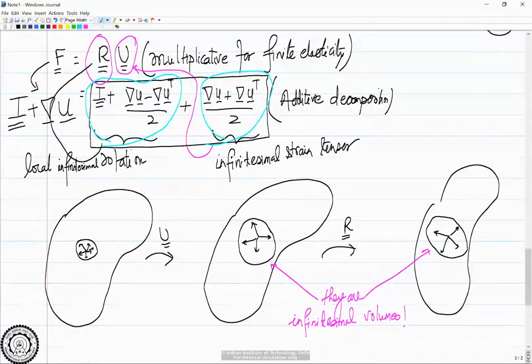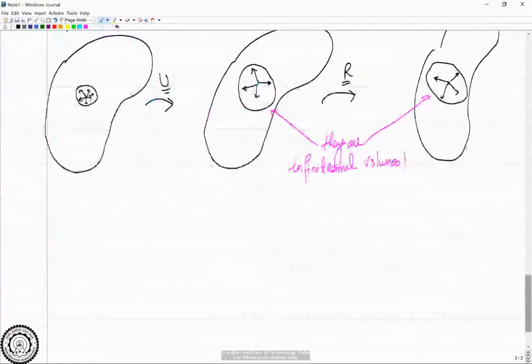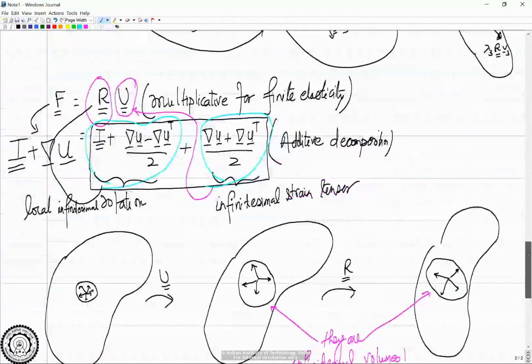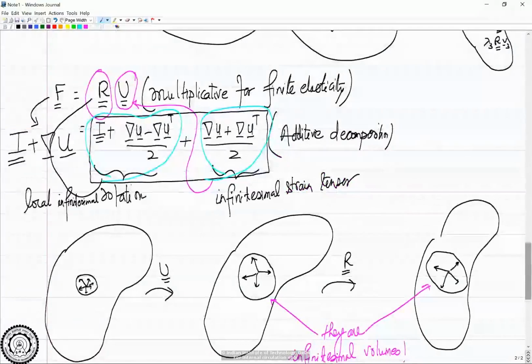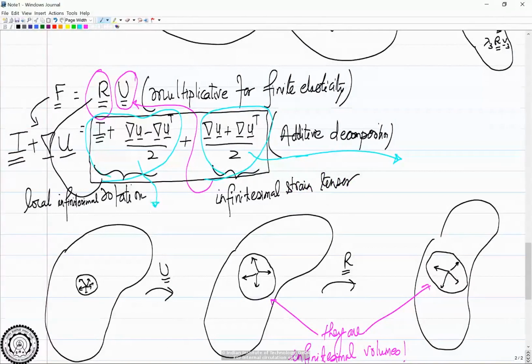Okay, very good question. Okay, any more? How it is only in linear elasticity? Just now which you explained. See, will you say this as strain for finite elasticity? Grad U plus grad U transpose by 2. Is that strain for finite elasticity? It is not. Is this blue box, is this rotation for finite deformation? It is also not.